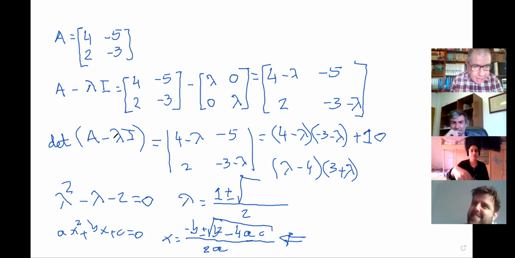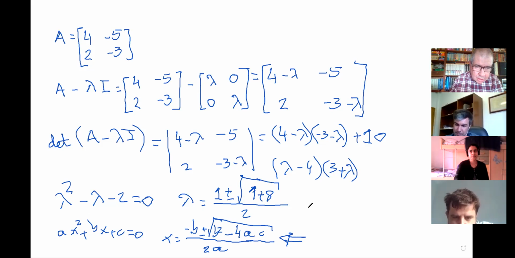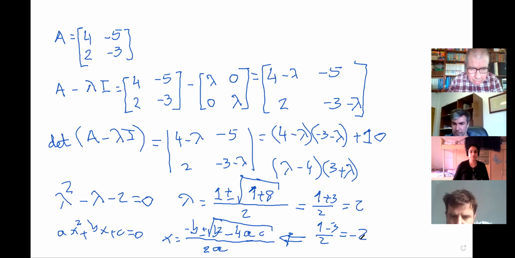Quite interesting. So in this case, we have minus b, plus or minus the square root of b squared minus 4ac, which is 1 plus 8, square root, 3. So this is 1 plus 3 divided by 2, which is 4 divided by 2, which is 2, or 1 minus 3 divided by 2, which is minus 2 divided by 2, minus 1. So you have these two eigenvalues.